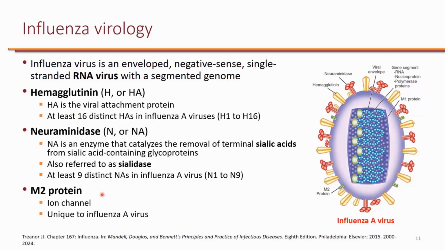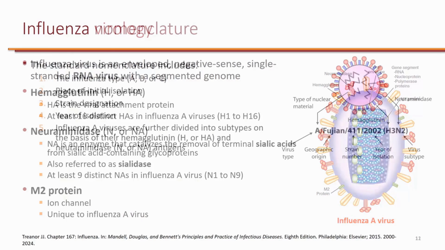And something that's specific to influenza A only is the M2 protein, which is basically an ion channel, which you can see here. This does not exist in influenza B.